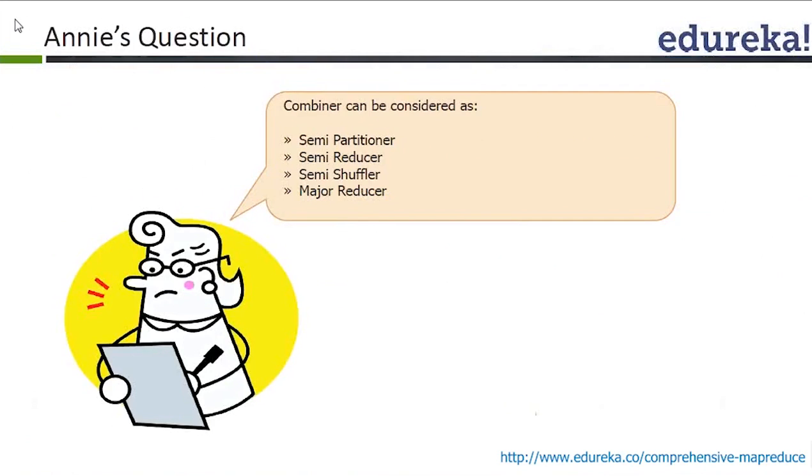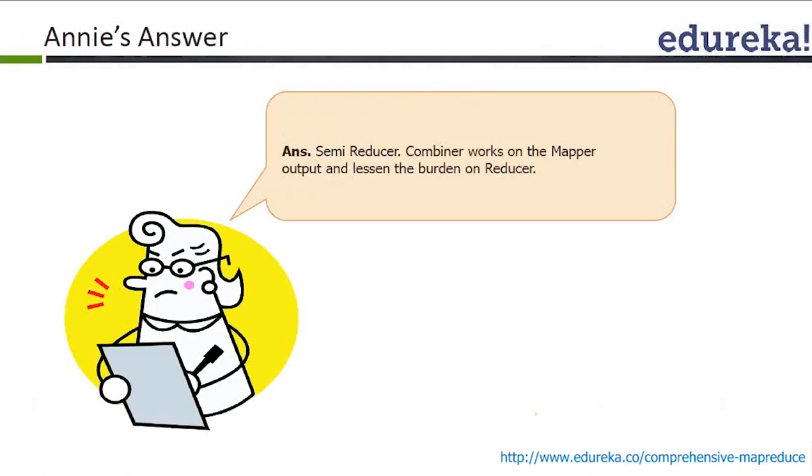Good. 1, 2, 3, 4. Good, good. Most of you have got it correct. Of course, it is considered as a semi-reducer. There is nothing called as a semi-shuffler or a semi-partitioner. It is always called as a semi-reducer. Very good. So, combiner works on the mapper output and reduces the burden that you have on the reducer.